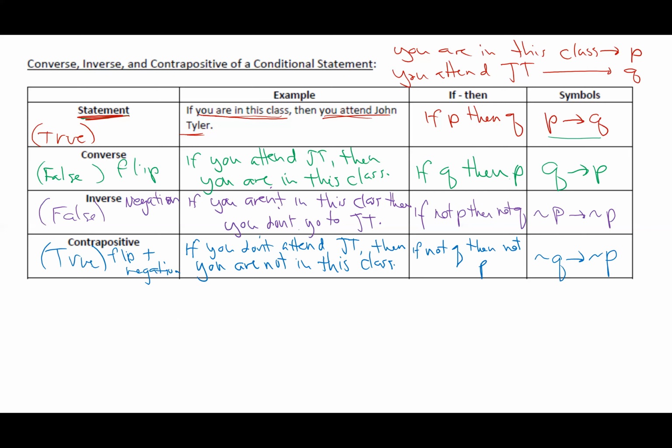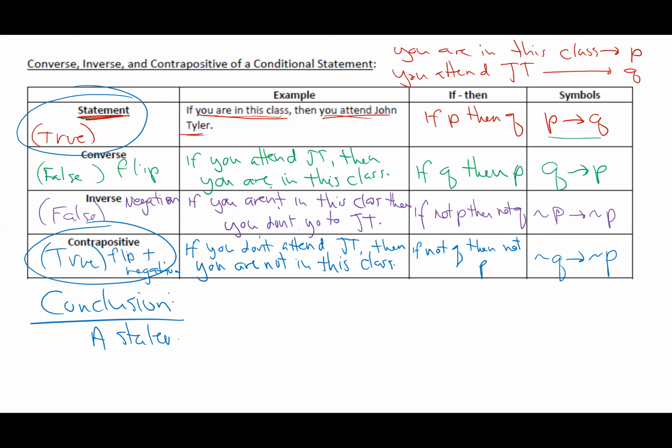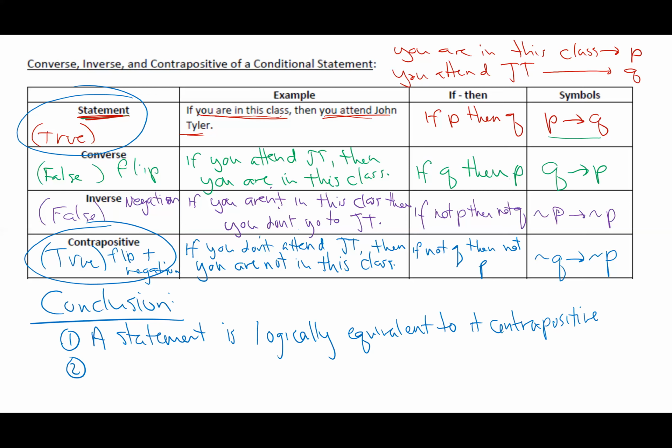I'm going to leave the other example in the notes for you to try. But here's the big conclusion, and I'll even skip the last slide. Here's the big conclusion here. A statement is logically equivalent to its contrapositive. It's the first thing I want you to notice. A statement is logically equivalent to its contrapositive.